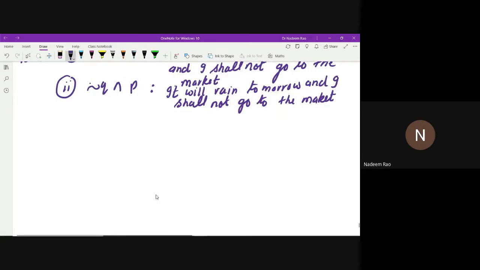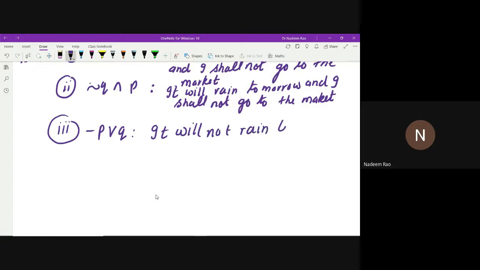Now, the third one is negation of P or Q. So negation of P means it will not rain tomorrow, or, it's actually a disjunction, or I shall go to the market. So it's quite simple.